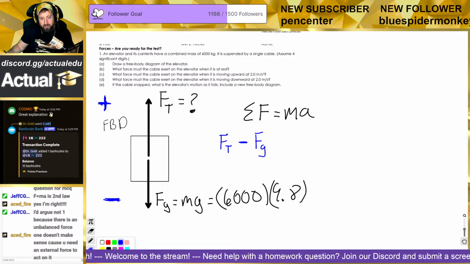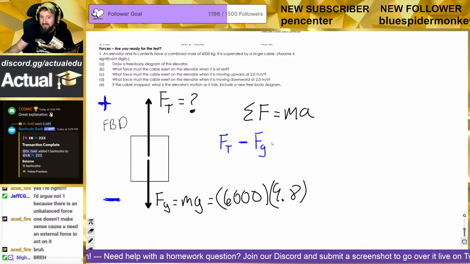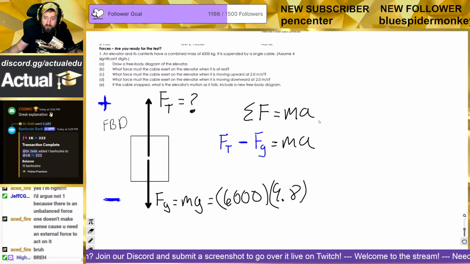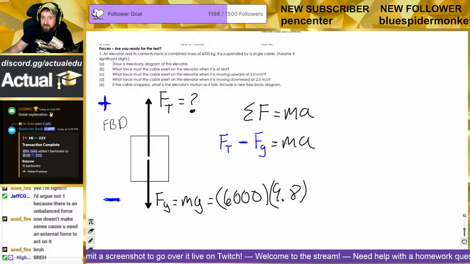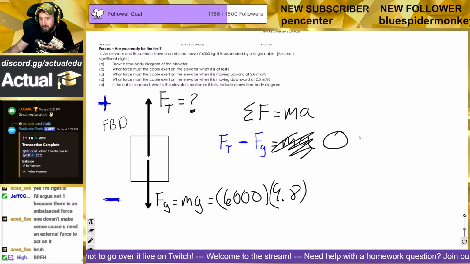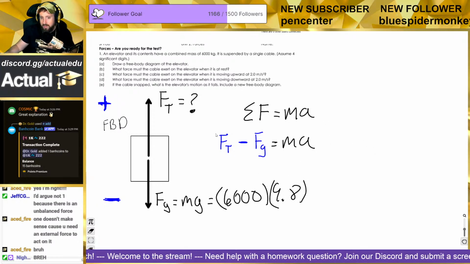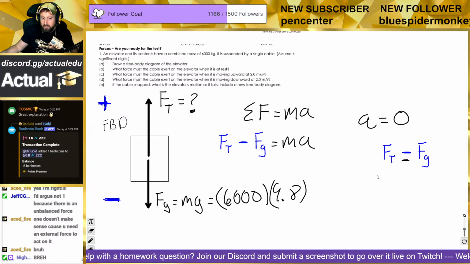Watch out. Anyways, okay, so Ft minus Fg is going to equal the mass times acceleration. All right, so when something is at rest, the acceleration is 0. This is going to go to 0. And so when that happens, Ft minus Fg is 0, so you can move Fg to the other side, and you just get that Ft is equal to Fg. This is when a is equal to 0, which you can solve for.